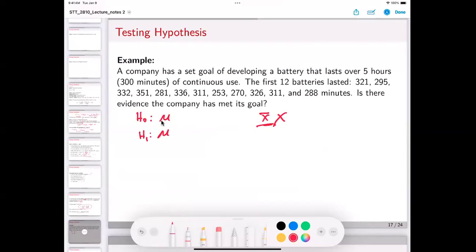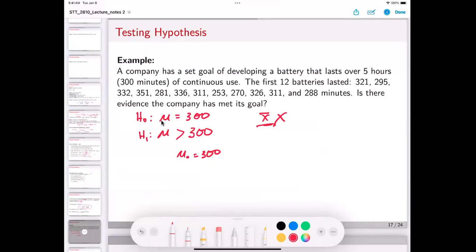Is that okay? Now, when you look at this, it says that what? The battery lasts over 5 hours. So that is their goal. So this is greater than 300 minutes. I am using 300 instead of the 5 hours because the sample I have here are all in minutes. Is that okay? And so here is going to be what? Does that make sense? So you can see from here that our mu naught is equal to what? 300.